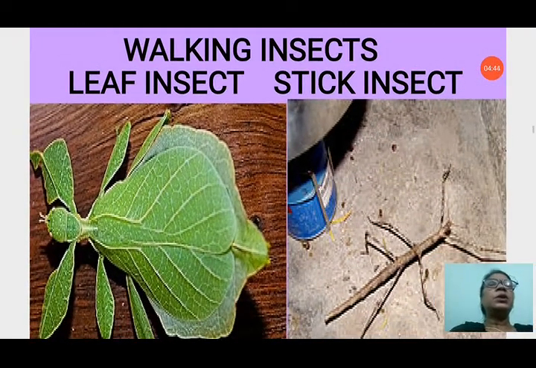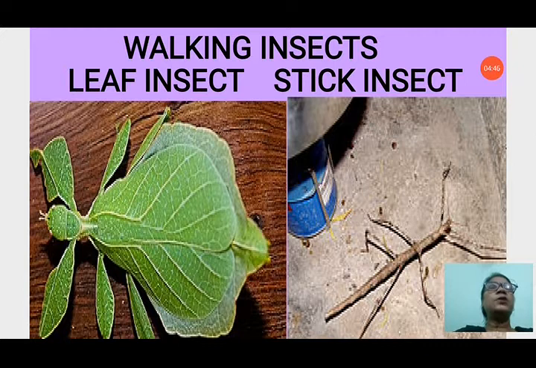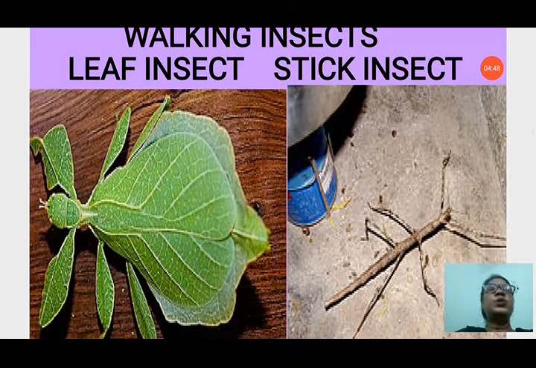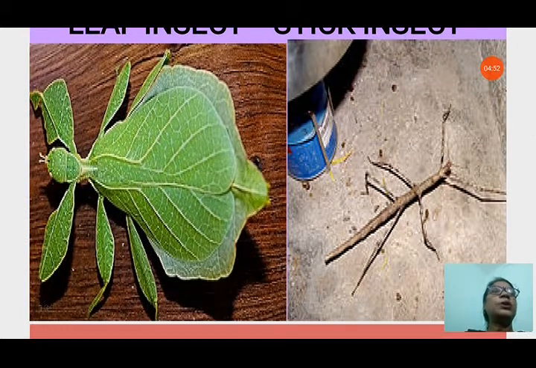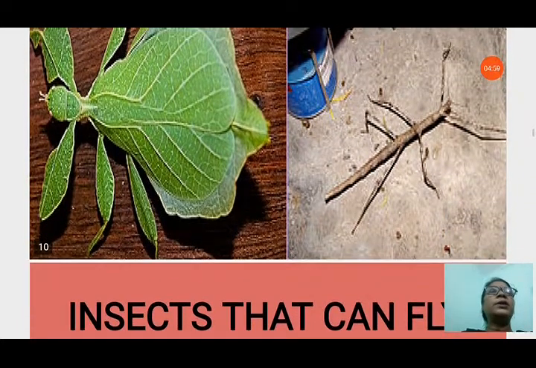Leaf insect: you can see the leaf insect, it just looks like a leaf and is camouflaged with the leaves. They can walk. Stick insect also, you can see they look like a stick and merge with the stick to camouflage. So they can walk. They have long legs.